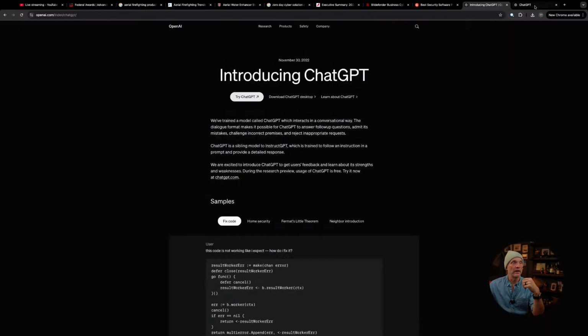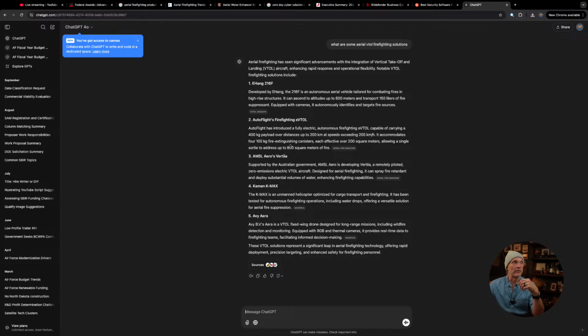So here it is, and then we can see what ChatGPT came up with. I have absolutely no idea what any of these things are, but EHang 216F, cool. That seems similar. AutoFlight firefighter eVTOL, AMSL. I'm just going to use these as my jumping off point. I don't know if these are actually real. Michael, you'll have to tell me if these are legit. But it's a starting off point for us to use as an example on this webinar as your potential competition. And then we got AutoFlight.